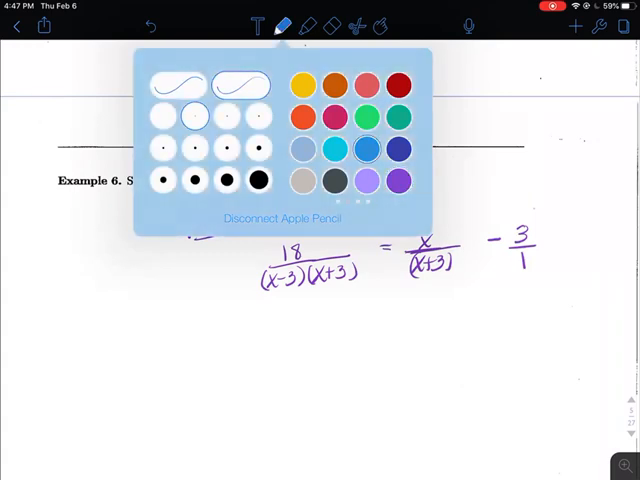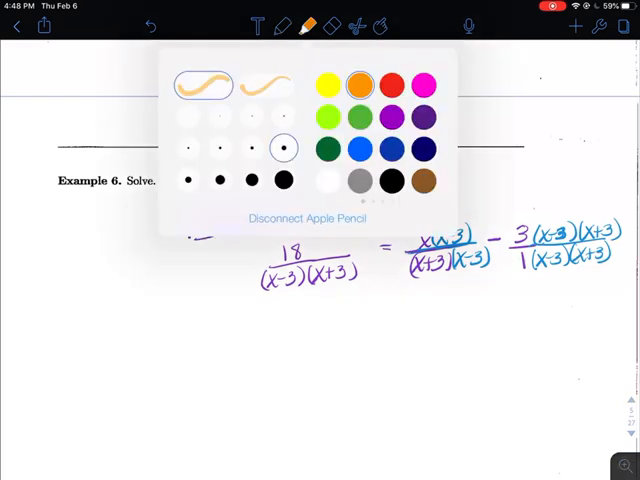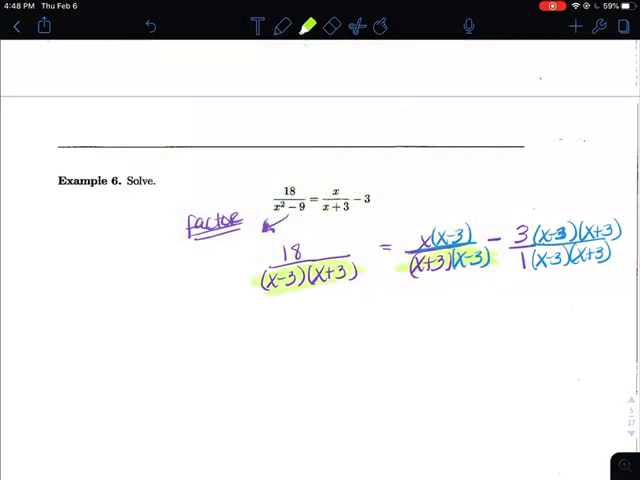And now I need to make sure all my denominators look alike. If you look in this first denominator, it has an x minus 3 and an x plus 3. And over here, I only have an x plus 3. So I need to put down x minus 3, top and bottom. Over here, I'm missing both x minus 3 and x plus 3. So at the top, x minus 3, x plus 3. And at this point, we're going to drop that thing.